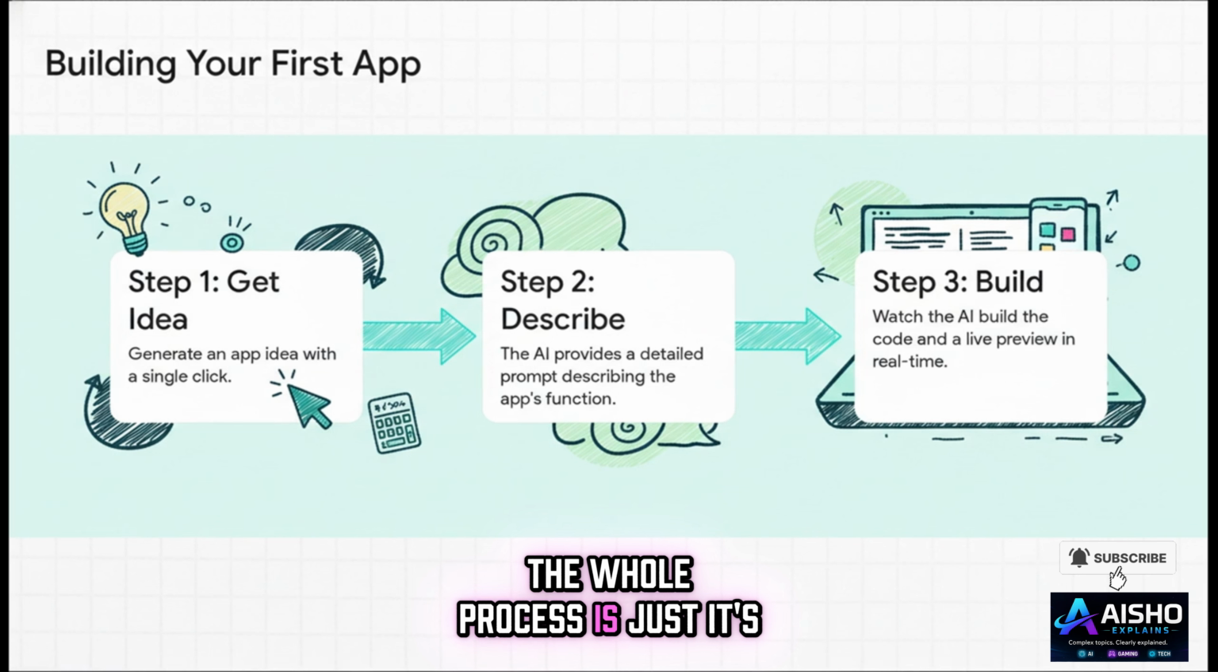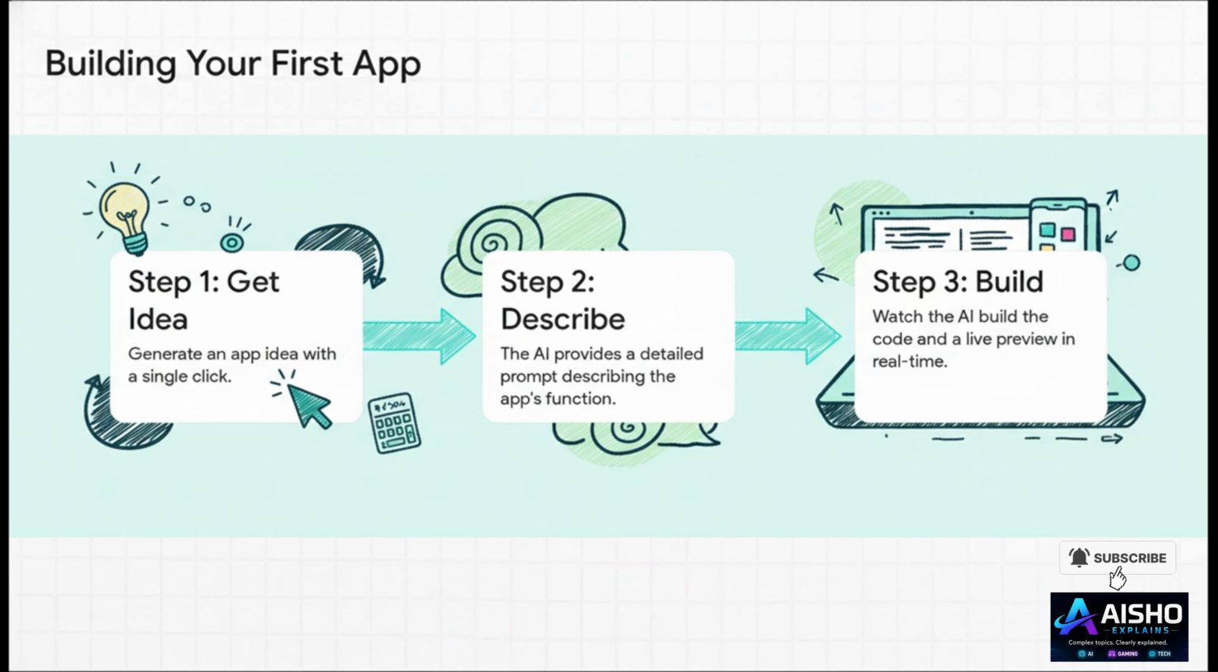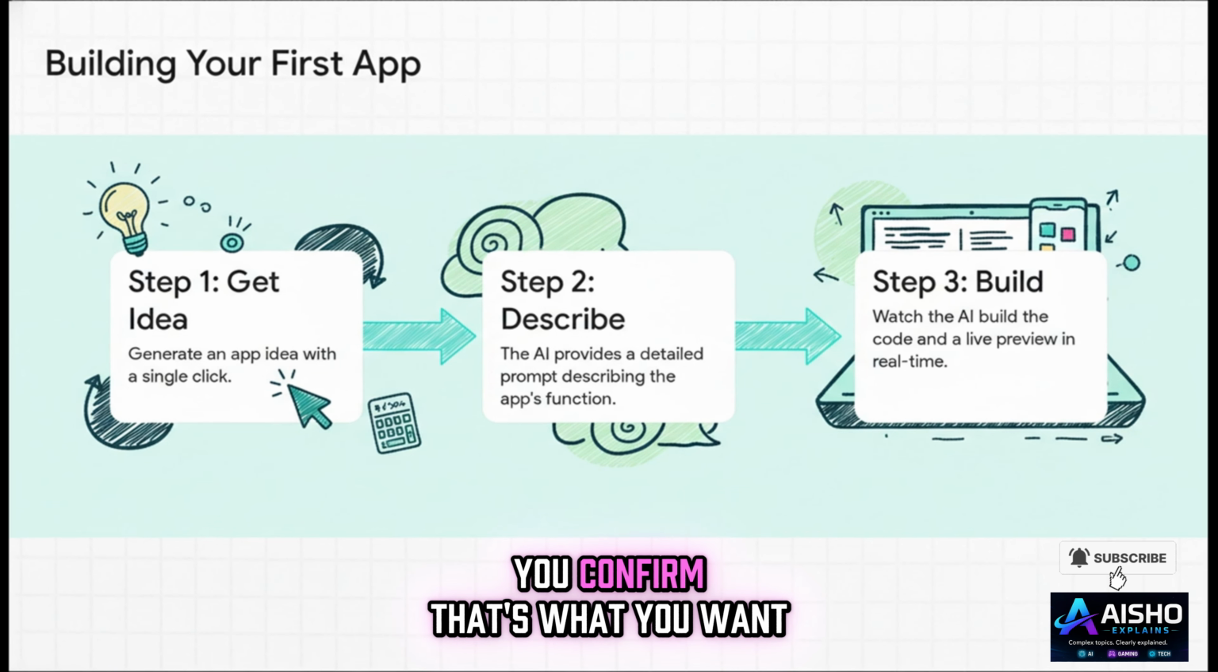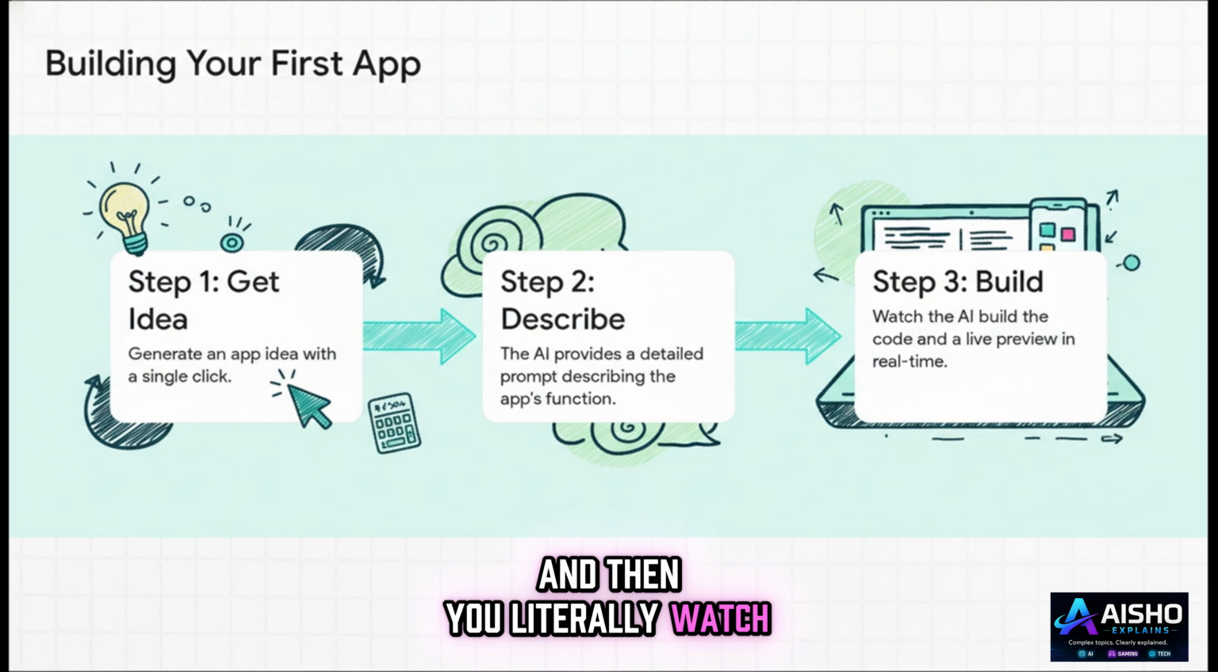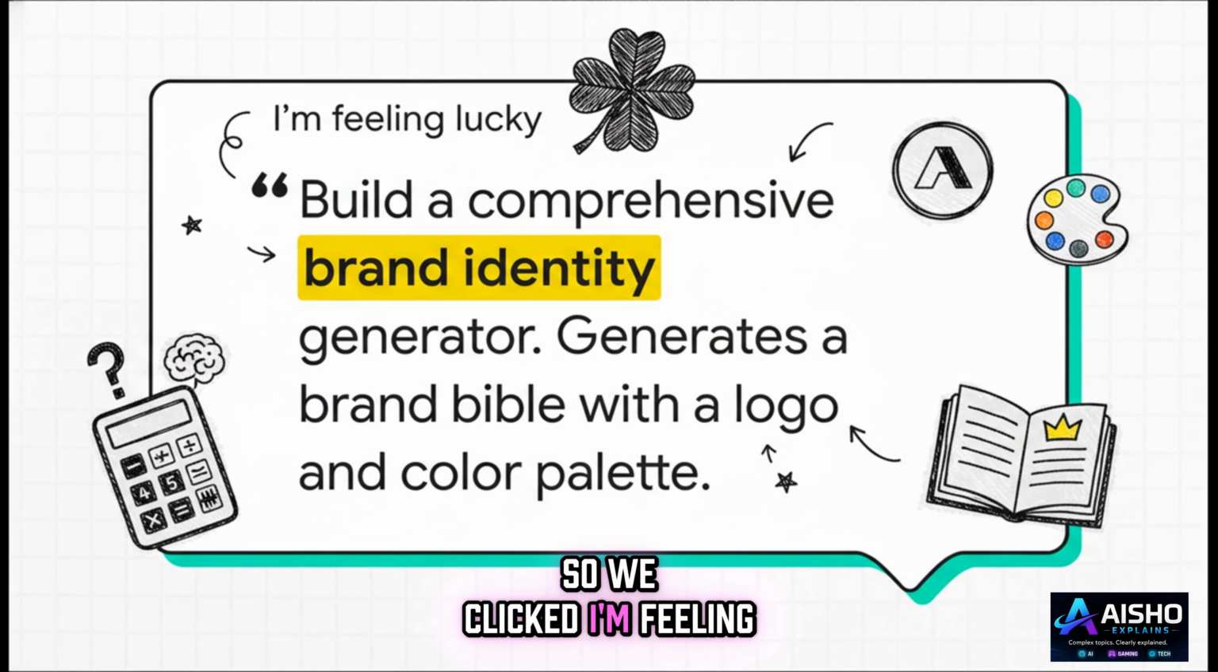The whole process is incredibly simple. You click a button to get an idea, you confirm that's what you want, and then you literally watch the code and a visual preview of your app just appear on the screen. It's kind of wild. So we clicked I'm feeling lucky, and this is the prompt we got.